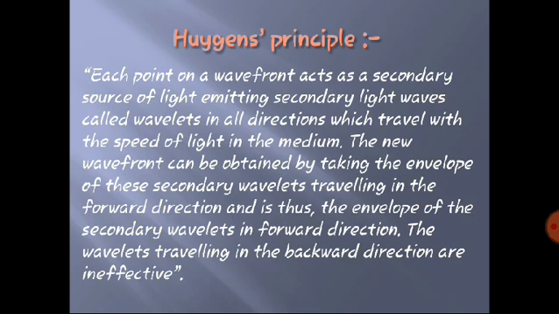Again I will tell you, each point on the wavefront will behave like a secondary source. It will try to emit light waves in all possible directions. So these are called wavelets. As these secondary sources create light waves, we take the envelope of these secondary wavelets, and these are traveling in the forward direction, effective only in the forward direction and ineffective in the backward direction. So this is all about the Huygens principle.